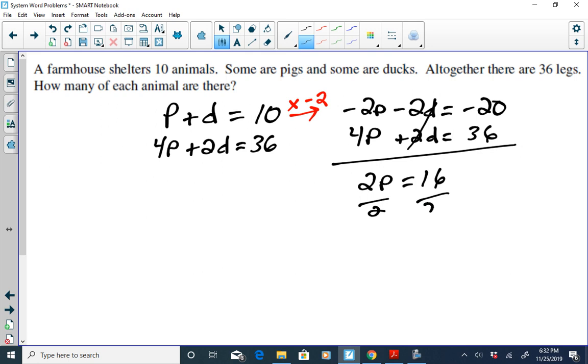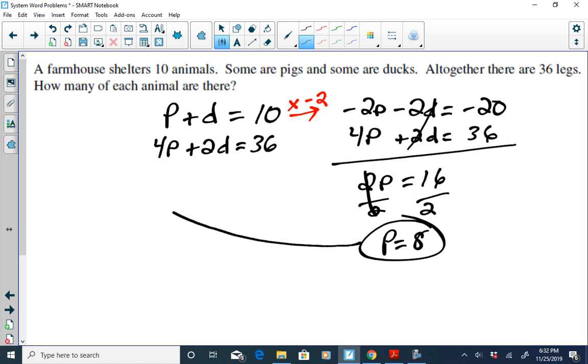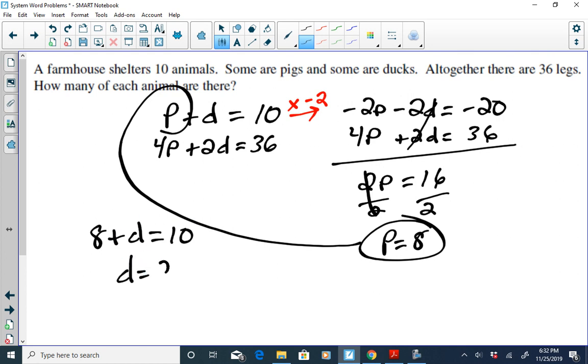Divide by 2. Divide by 2. We wind up with p equal to 8. So if we have 8 pigs, I replace p in that first equation with 8. So we have 8 plus the number of ducks is equal to 10. We know that ducks has to be equal to 2. Right, so we have 8 pigs. We'll write that, and we have 2 ducks.